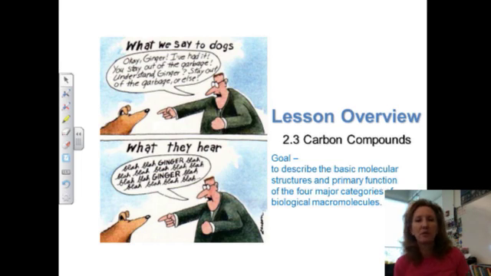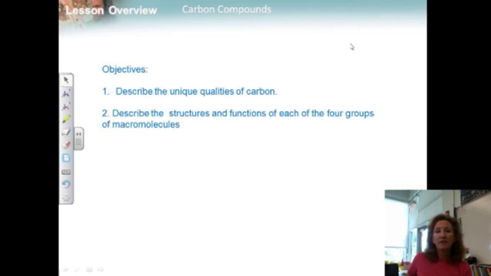All right, so our lesson today is 2.3, and it is carbon compounds. Our goal is to describe the basic molecular structures and primary function of the four major categories of biological macromolecules. We'll be talking a lot about macromolecules today. Our objectives, there's only two, but it is still a doozy. First one is describe the unique qualities of carbon, and the second one is describe the structure and functions of each of the four groups of macromolecules. So that goal is broken down into two objectives today.